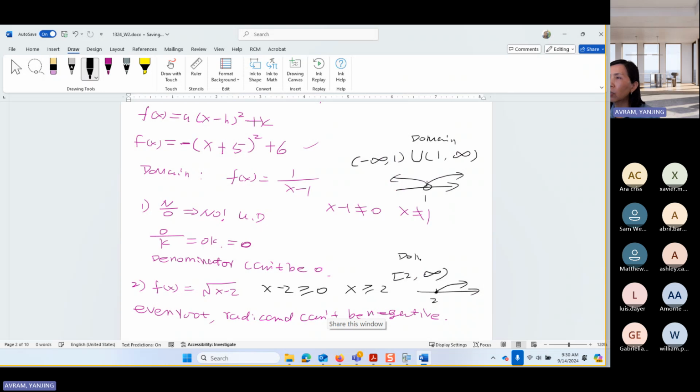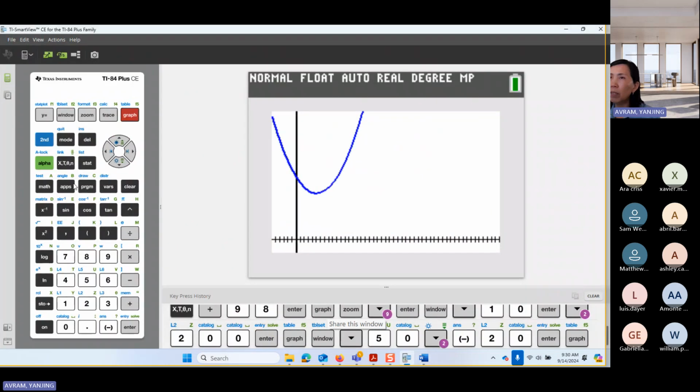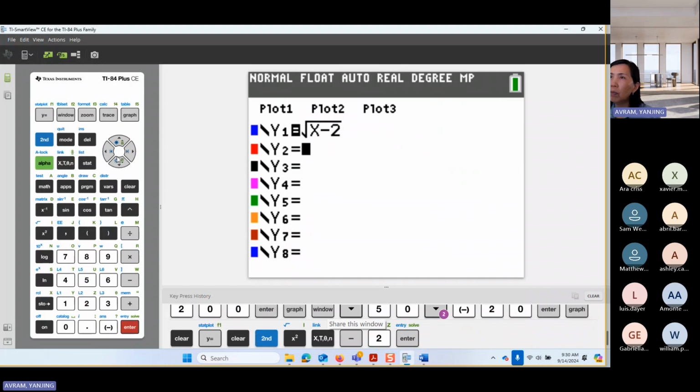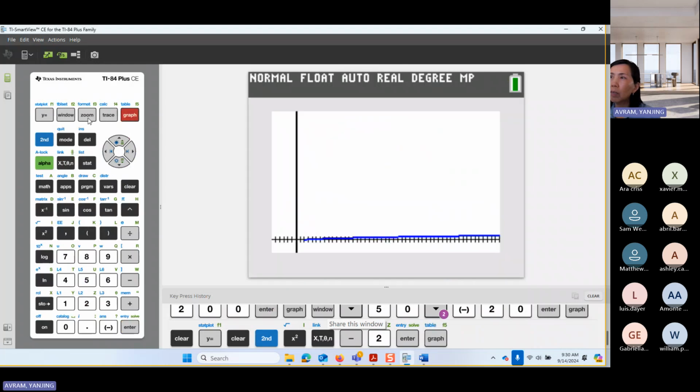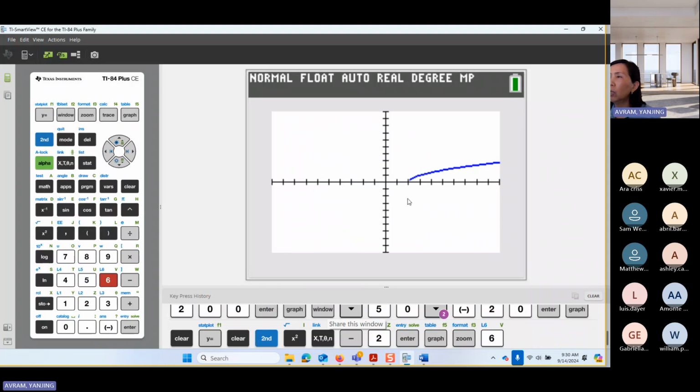And this is the domain for this one in here. If you put this in the calculator, you can actually see the domain from the graph. Domain is in real numbers. If I graph y equals the square root of x minus 2 and zoom standard, look at this: my x here is starting from 2. x cannot be 0 or negative in here. This graph is starting from here.